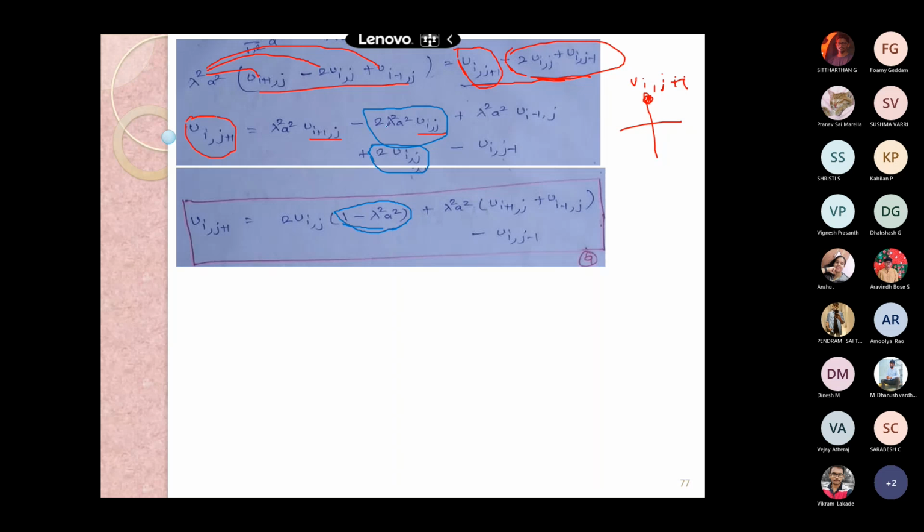Here I have 1 and here I have 1 minus. Already we took 2 outside, so lambda square a square is the remaining term. And here lambda square a square is common, and I am taking lambda square a square out, and u(i+1, j) plus u(i-1, j), and the remaining term is minus u(i, j+1).